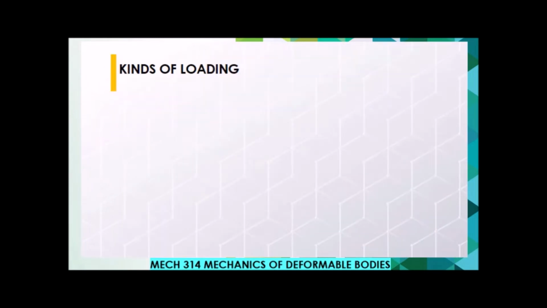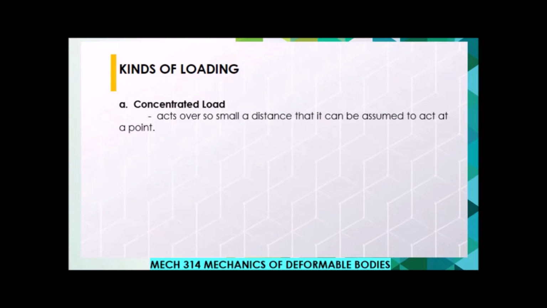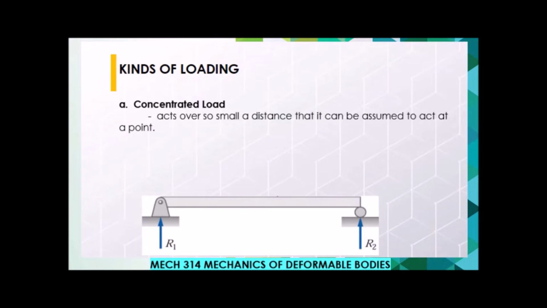So, next naman, ano-ano ba yung mga types of load o possible loadings na pwedeng mag-act doon sa ating beams? So, una, we have the concentrated load. So a concentrated load acts over so small a distance that it can be assumed to act at a point. Or pwede natin sabihin na this load acts on the point of the beam. So for example, ito yung beam natin. So ito naman yung ating concentrated load. So siya ay point load.